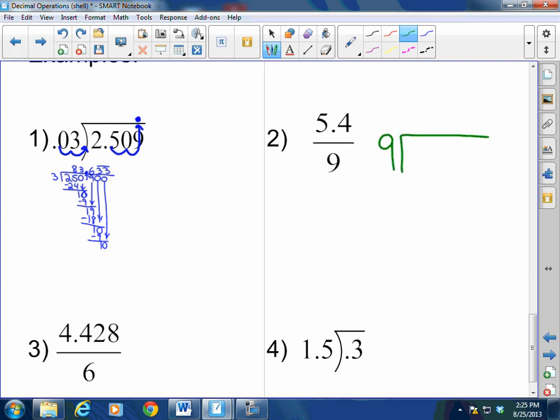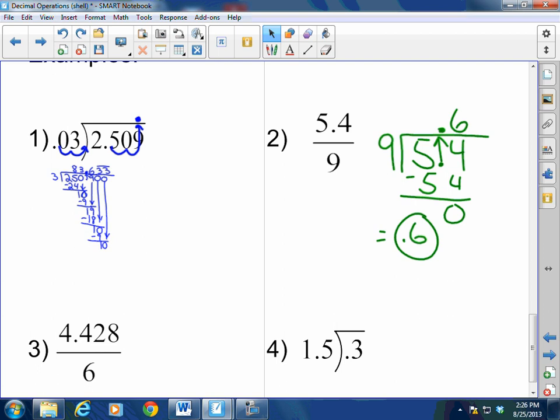Okay, this one will be nice and easy. 9 goes on the outside, 5.4. The divisor's a whole number. Bring up the decimal to the top. 9 goes into 54 6 times. Done. So your answer is 6/10. Okay? Let's continue.